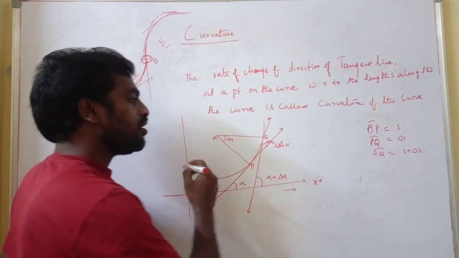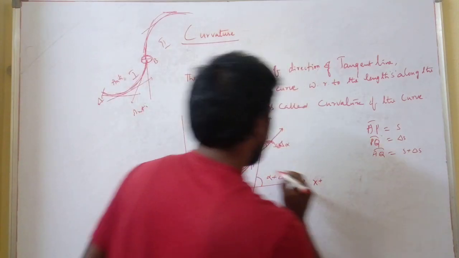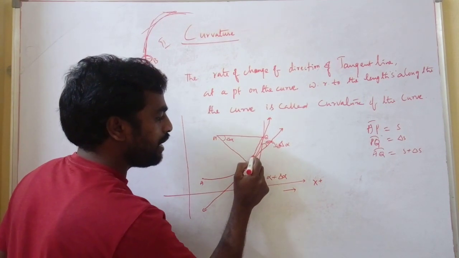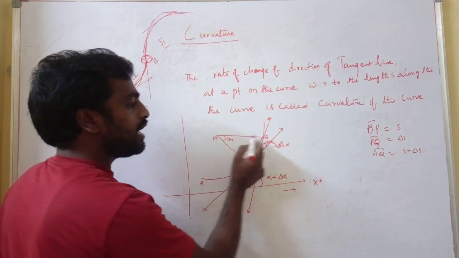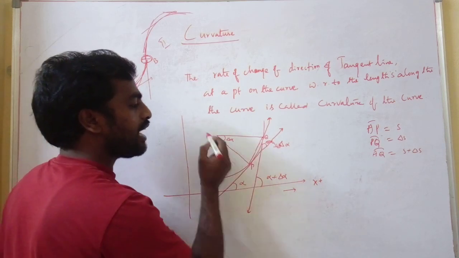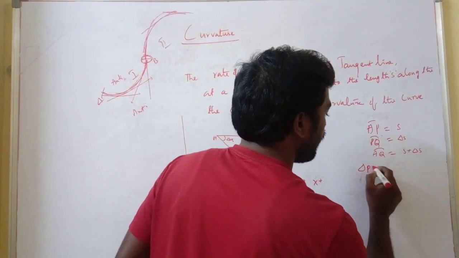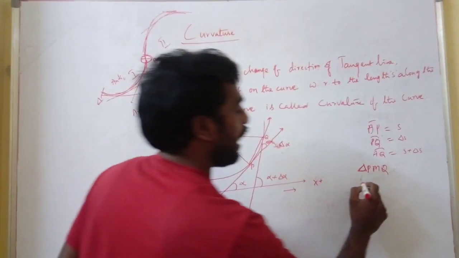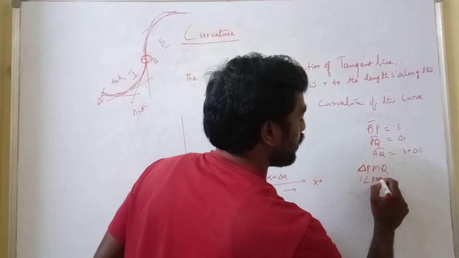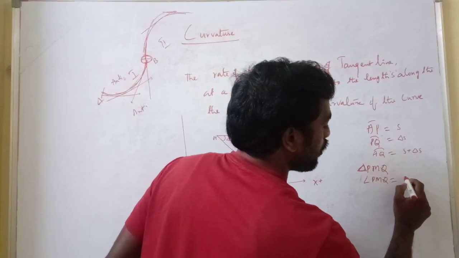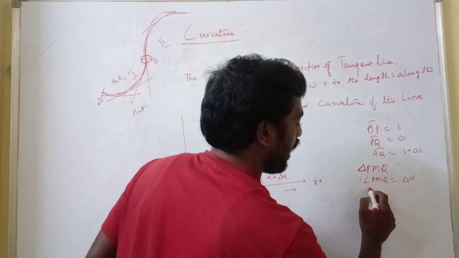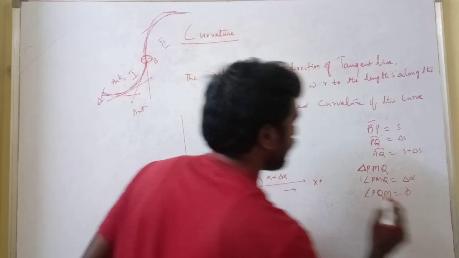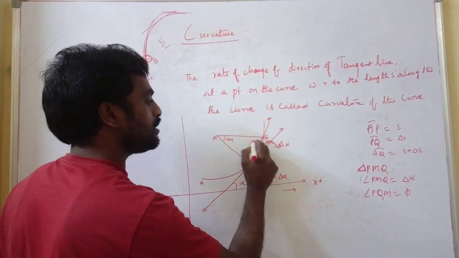Next, we should join P and Q. Now it appears like a triangle, triangle PMQ. In triangle PMQ, the angle at M is equal to delta alpha, and the angle at Q is pi.